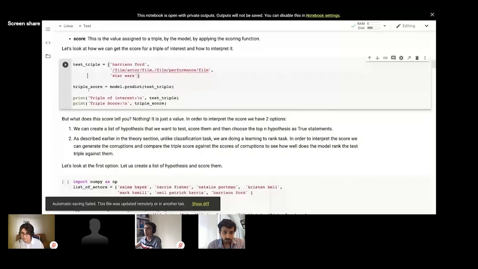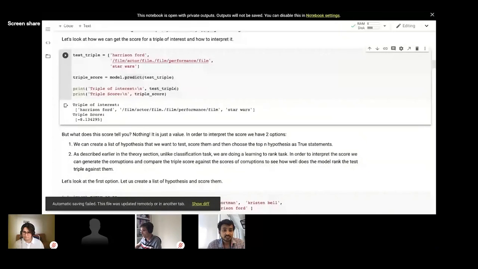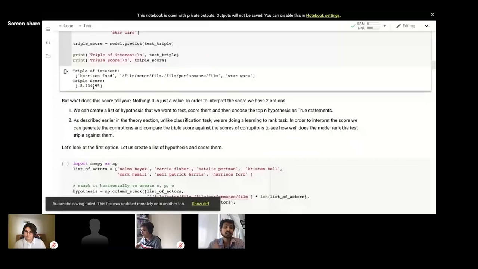So let's first look at the score. Consider a test triple like this: Harrison Ford performed in Star Wars. Now on the trained model, we can call model.predict. It returns a score based on the embeddings that it learned. And you can see for this triple, you get a negative score of -8. The score depends on the type of model that you have used. In case of TransE, the scores are always between 0 and minus infinity. But depending on the choice of the model, it can be between plus infinity and minus infinity. So again, this score is based on the model you choose, and it's not between 0 and 1. It's between minus infinity and plus infinity.